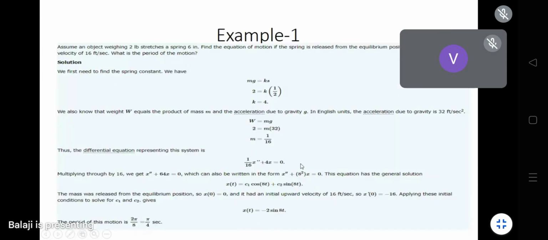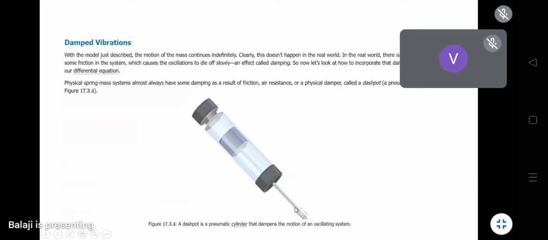Here, example 1. You know mg and ks, and their values are given. You can put in all the values and find k, and after that put them in the equation mx double dash plus kx equal to 0, and you get the solution. This is one example.